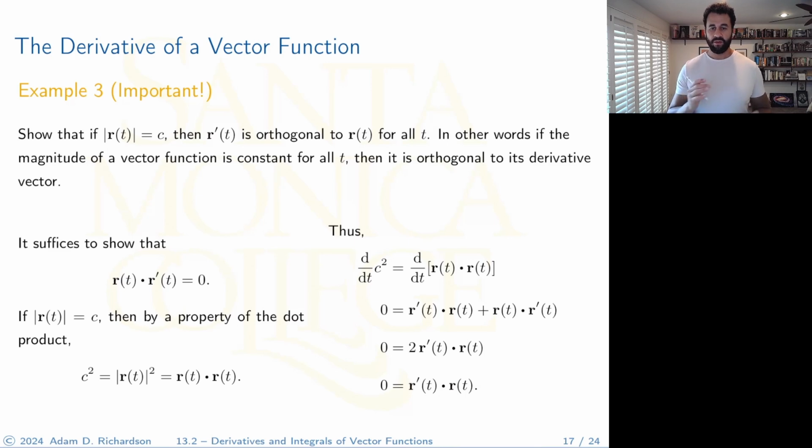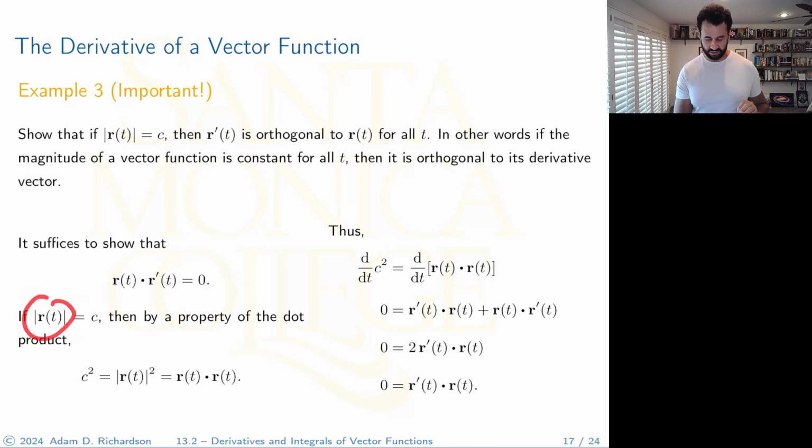So let's think about what we're going to prove first. We need to show that if the length of this vector function is always constant, then the function is always orthogonal to its derivative. Remember back when we learned about the dot product, if two vectors are orthogonal, then you've got to use the dot product. So really what we need to show is this. We need to prove that r dot r prime is equal to 0. That's the goal.